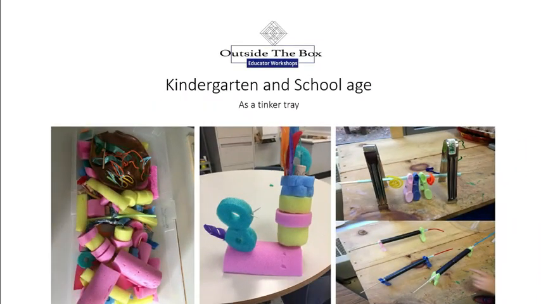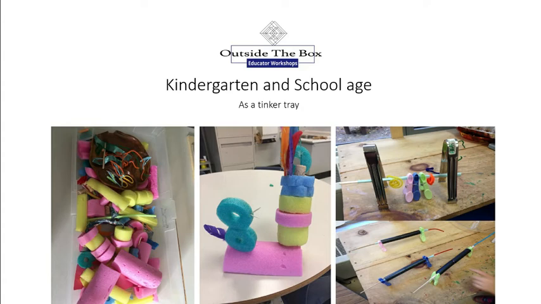Loose parts can become a tinker tray. Here I've created a tinker tray using sliced pool noodles, pipe cleaners, toothpicks, feathers, receipt paper rolls, stir sticks, clothespins, and straws. The middle photo shows a student that's created a bird's nest and a bird using pool noodle slices, corks, and feathers. The bottom right photo shows how our students used the tinker tray to create wiener dogs.